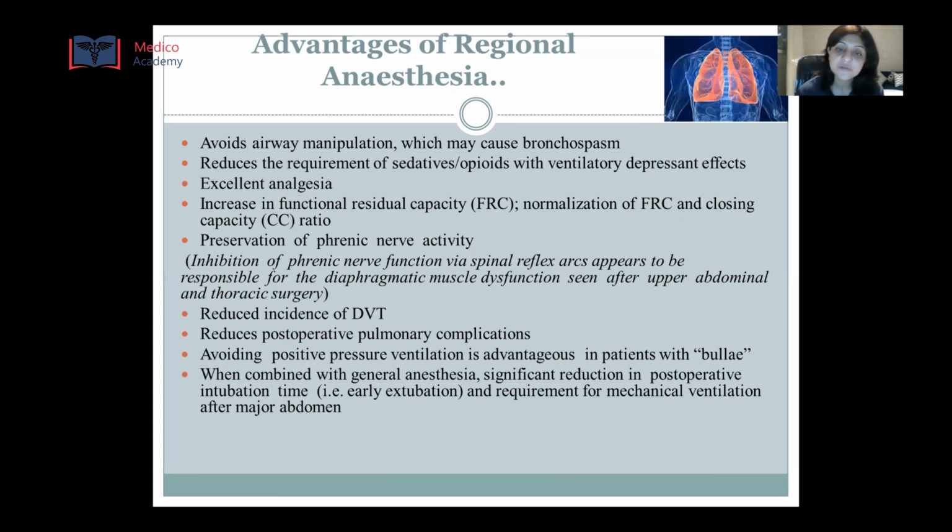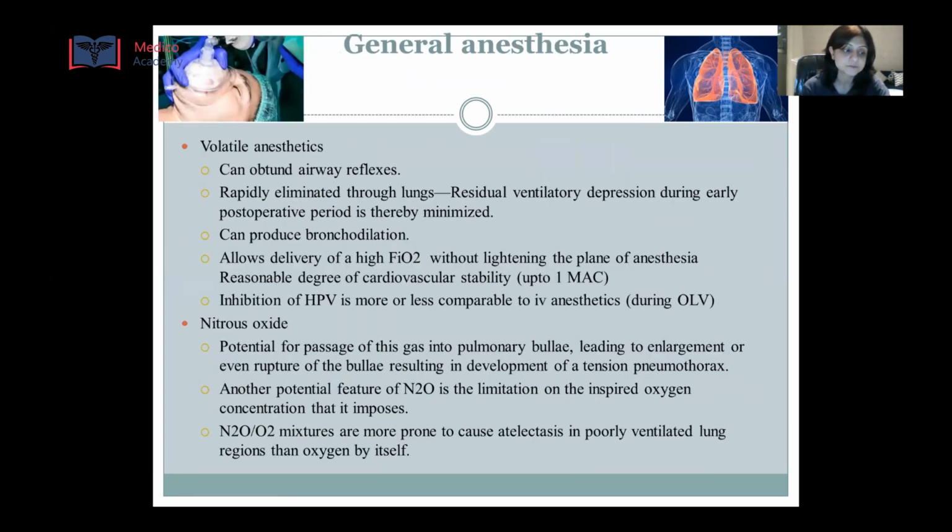Now, inhibition of phrenic nerve function via spinal reflex arcs appears to be responsible for the diaphragmatic muscle dysfunction seen after upper abdominal and thoracic surgery. So this activity is preserved when we are using regional anesthesia. Of course, there is a reduced incidence of DVT, reduced post-operative pulmonary complications, and avoidance of positive pressure ventilation, very advantageous in patients who might have bullae. When combined with general anesthesia, there is a significant reduction in post-operative intubation time. That is, early extubation is allowed and the requirement for mechanical ventilation after major abdominal surgery is reduced.